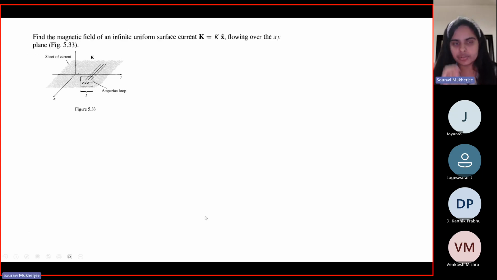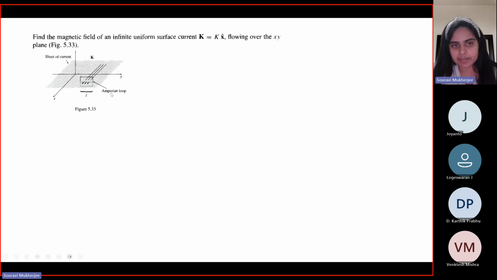Now, let us use Ampere's law to find the magnetic field of an infinite uniform surface current K. So K is given as K into x cap, right? So it's directed along the X direction, flowing over the XY plane. So in the XY plane, the surface current density is along X. It is asked what is the field because of this current sheet, right? So can you tell me how to proceed with it?